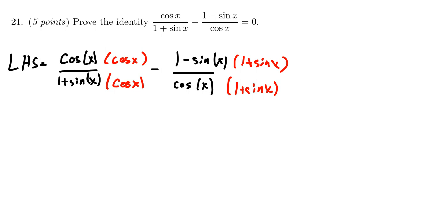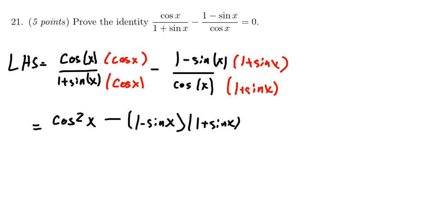We can add these things together. So in the numerator, we're going to get a cosine squared when you multiply that out. Subtract from the second one, you get 1 minus sine x times 1 plus sine x. We'll do that one in just a second. And then when it comes to denominators, don't multiply them out. Leave them factored. You're not going to do yourself any favors by multiplying it out. So we get 1 plus sine x times cosine of x, like so.